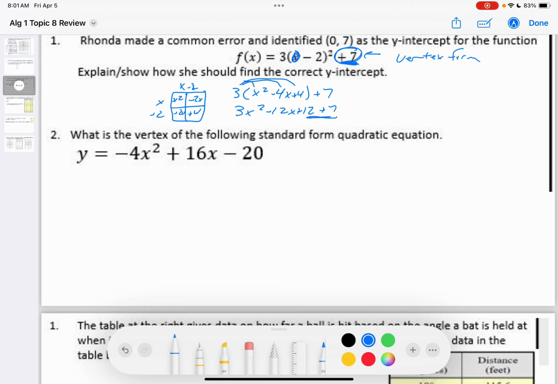The last thing to do is just add those 2 together. So 3x squared minus 12x plus 19 is the standard form. Again, from the standard form, then we could say, well, this value tells us our y-intercept, so 0, 19 would then be the y-intercept.